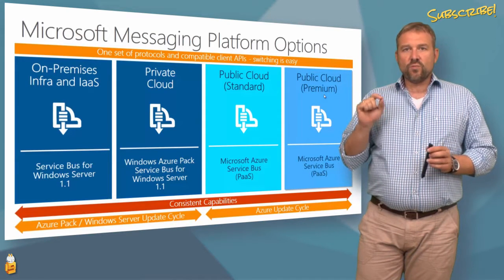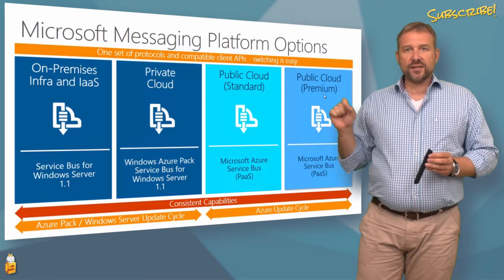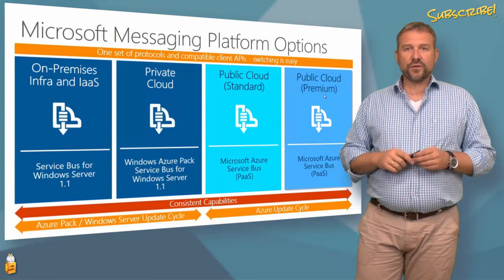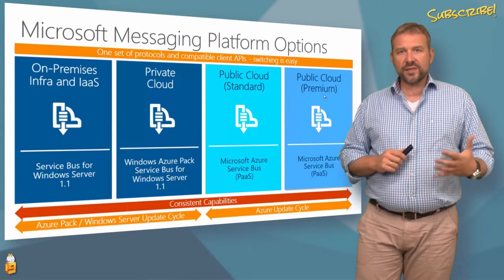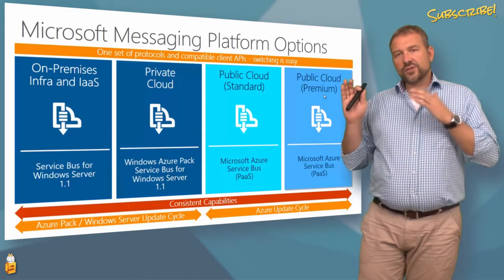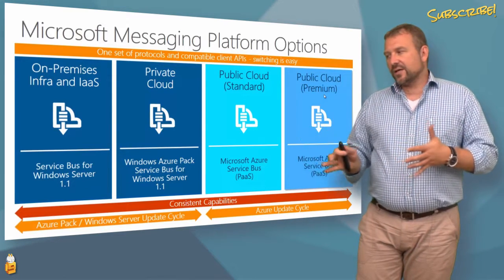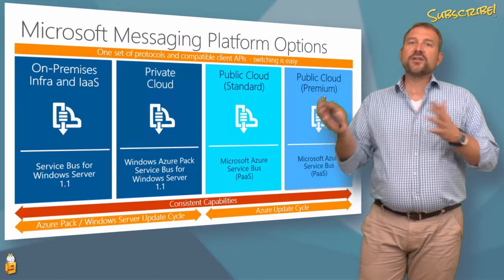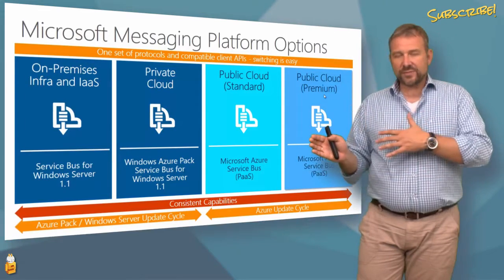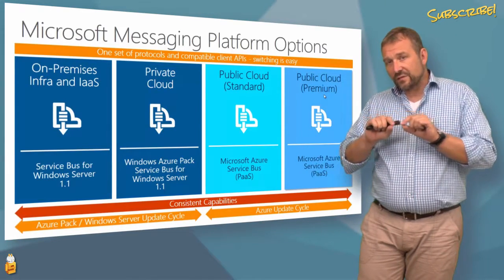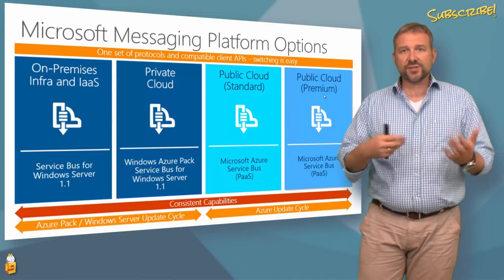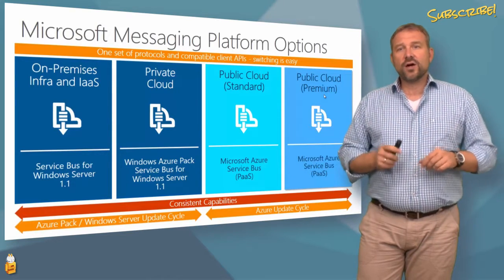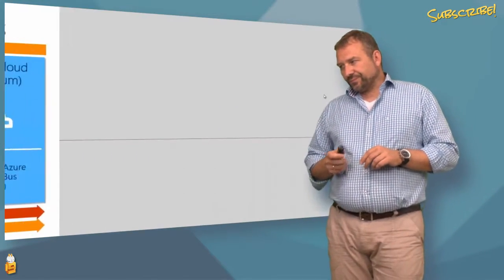We can do more rapid updates in the cloud because we're going cloud first. All new features that we build are always going to cloud first. So they go into Service Bus Standard and Service Bus Premium, and then eventually they're going to show up in the on-premises product. But the foundational capabilities, sending and receiving messages and all those things, are consistent across the platform.